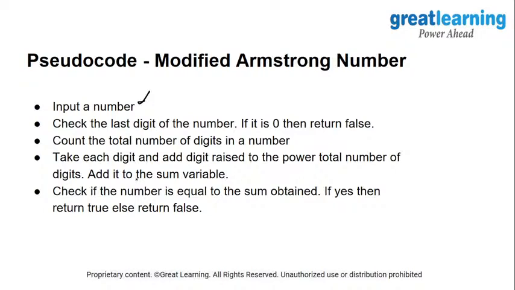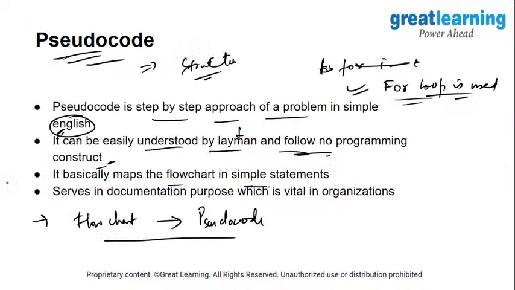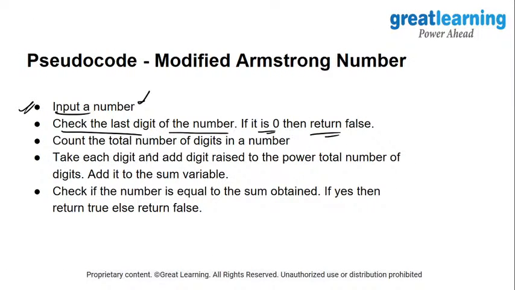Input a number. Now Prachi, this will help you understand better, right? The pseudocode: input a number. We check the last digit: if num mod 10 is equal to 0, then return false. That we did in here. We checked this, and then we returned false, right? This is what I did here. And if it's not, then count the total number of digits in the number. We did that.